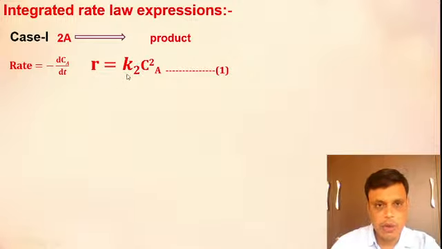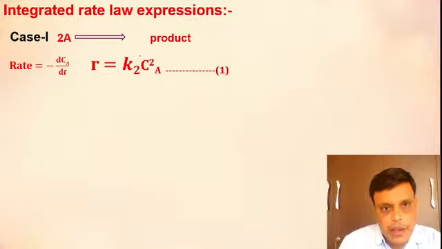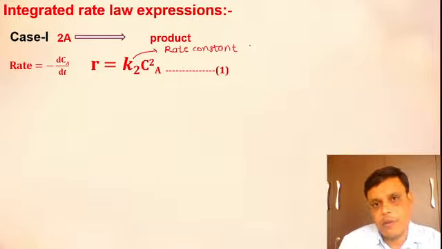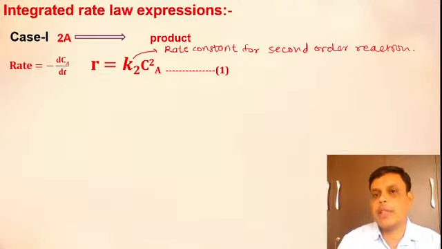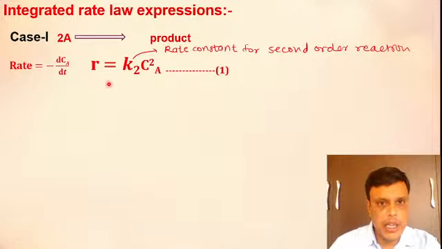So R is equal to K2. What is this K2? It is the rate constant for second order reactions. Please remember this: K2 is the rate constant for second order reaction. In this way we will write the rate equation for the above reaction, that is case number 1.